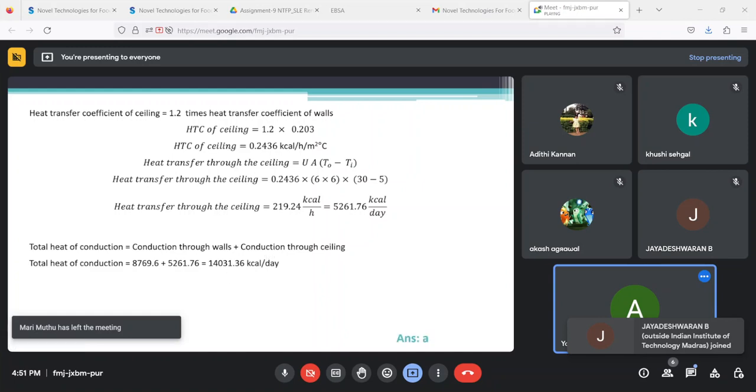So is this clear? Any part of the formula which is unclear or anything that needs to be repeated? Okay. So if there are no doubts, I will proceed to the next question.